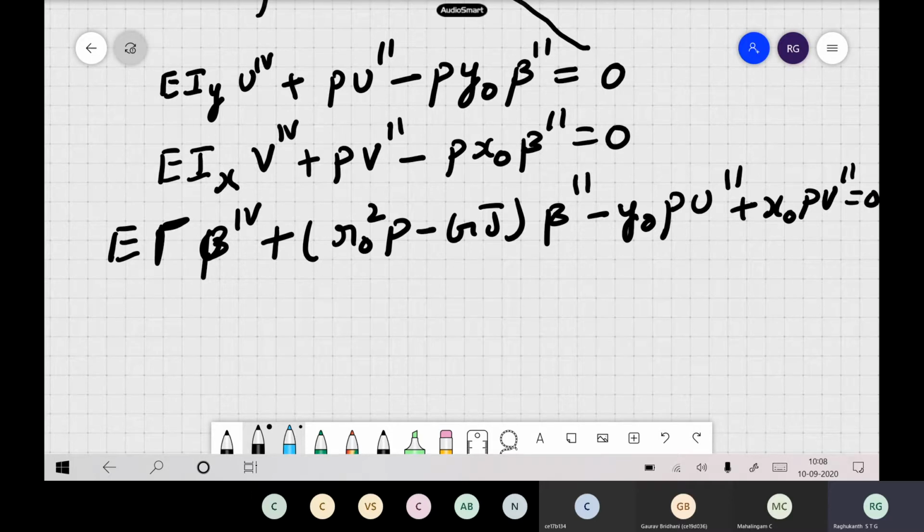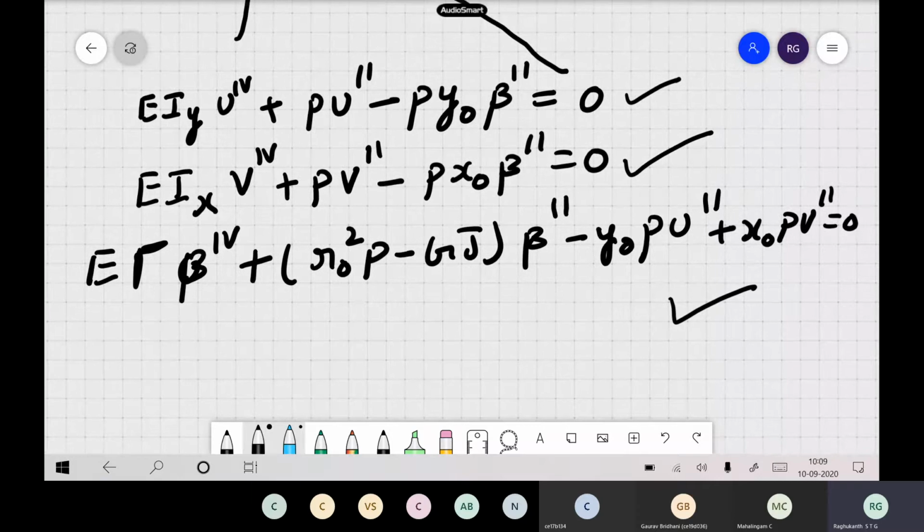So you can see, if you want to solve, you can solve analytically also, by solving these equations. But what type of equations are these? Where are the coupling terms here? This equation is for U, this equation is for V, this equation is for beta. Can I say that these three are uncoupled or coupled ODEs? Coupled ODEs. But what is coupled here?